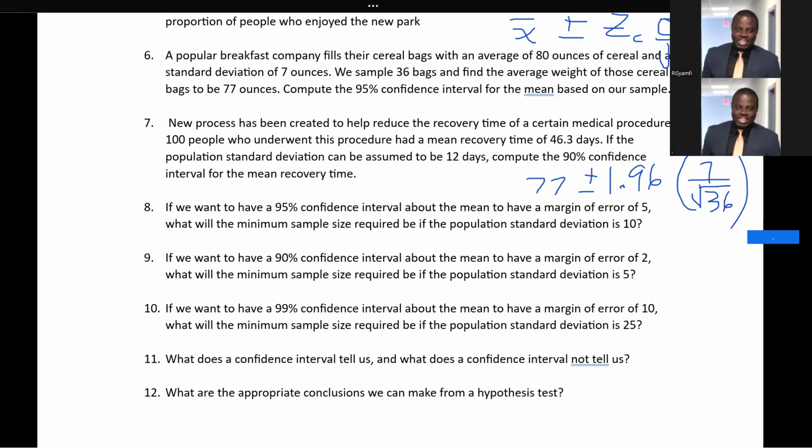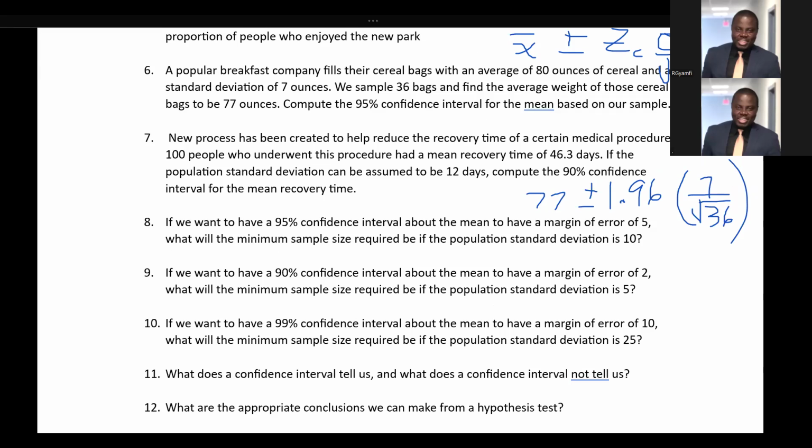The next thing we've got to do is go to our calculator and calculate this. We also know that this part here is our margin of error. So we find our margin of error, and then we add it to the sample mean and subtract it from the sample mean. So let's go to the calculator.